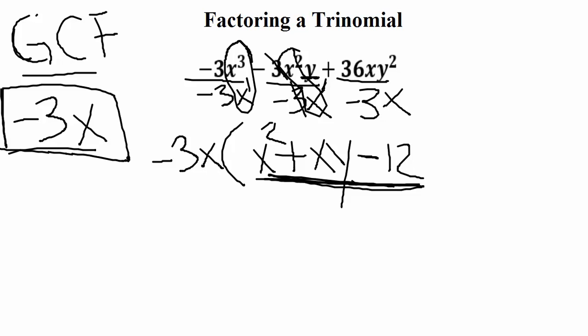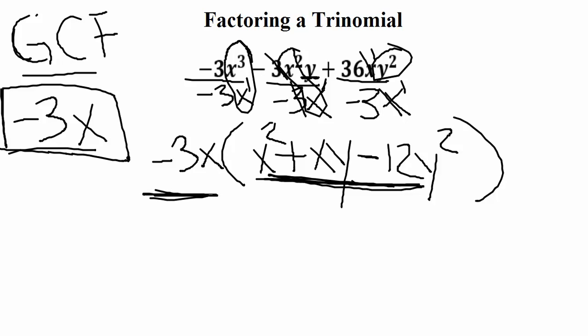And using the quotient rule on our variables, here we have x over x, which cancels out. Or using the quotient rule, that would give us a 1 minus a 1, which is a 0. So that x does go away. But we still have that y squared sitting up there, so we do need to drop that down with our problem. So after factoring out that negative 3x, we're left with an x squared plus xy minus 12y squared.